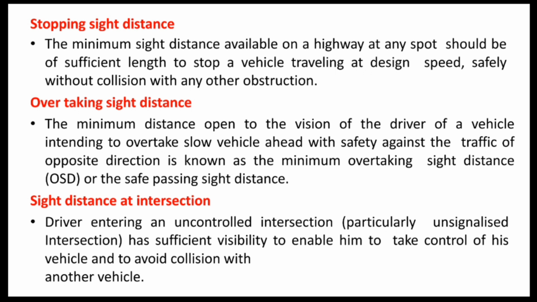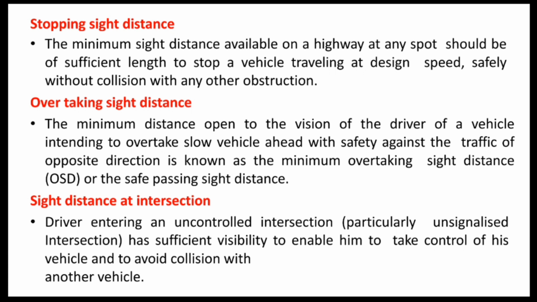Next is the overtaking sight distance. The minimum distance open to the vision of the driver of a vehicle intending to overtake a slow vehicle ahead with safety against the traffic of the opposite direction is known as the minimum overtaking sight distance, that is OSD, or the safe passing sight distance. So this will be the minimum distance open to the vision of the driver so that he can overtake the slow moving vehicle in front of him.